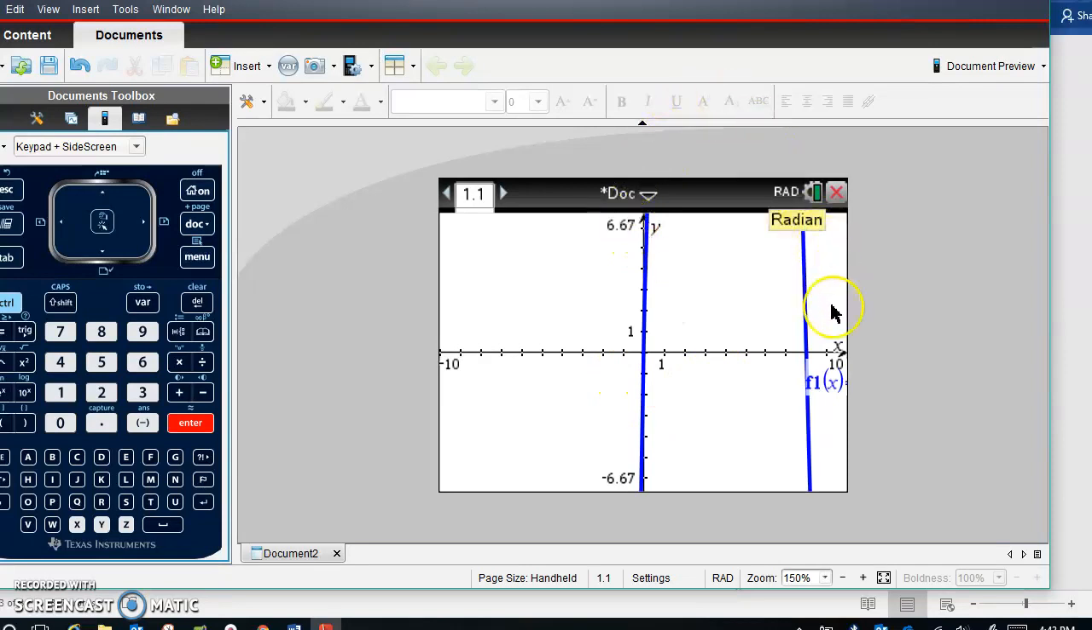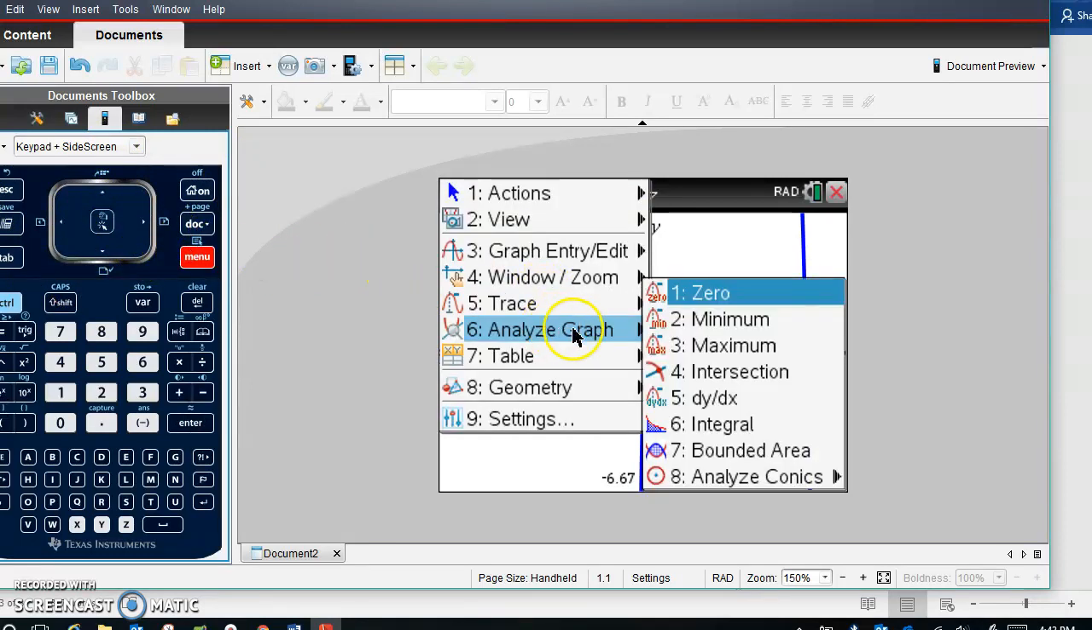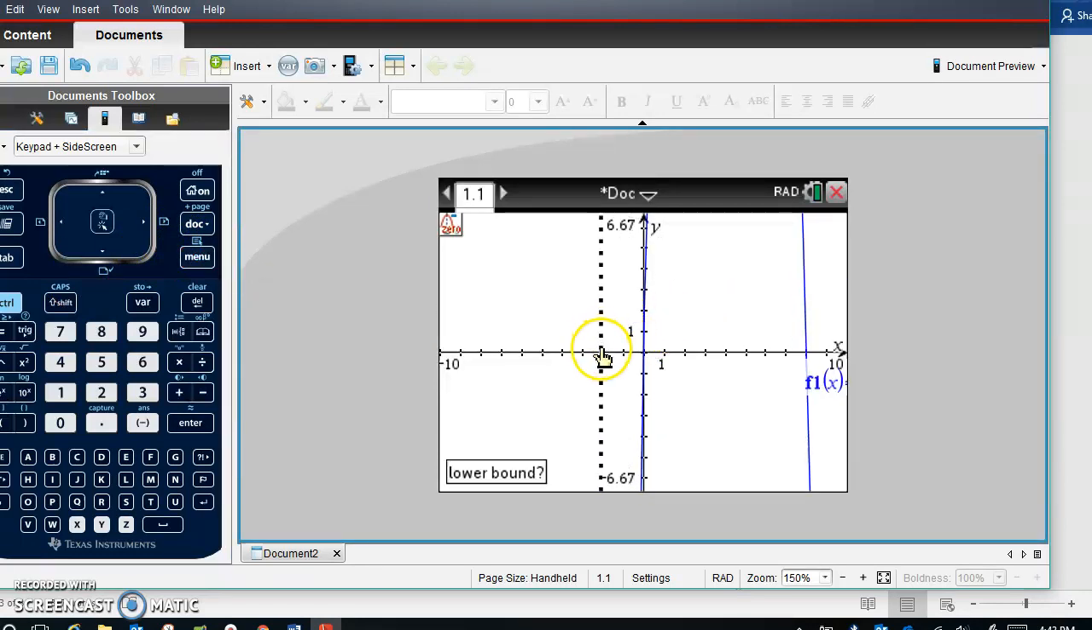Now we can't see this whole graph, but that's fine. We only care about the domain, so we can see the domain right here. And we want to know where this is starting and ending on our domain. So I can go to menu 6, which is analyze graph, and I'm going to find the zero. So I'm going to put my cursor on the left of the first zero. There's the zero, right? And to the right, make sure I'm covering it, and there's our first zero.